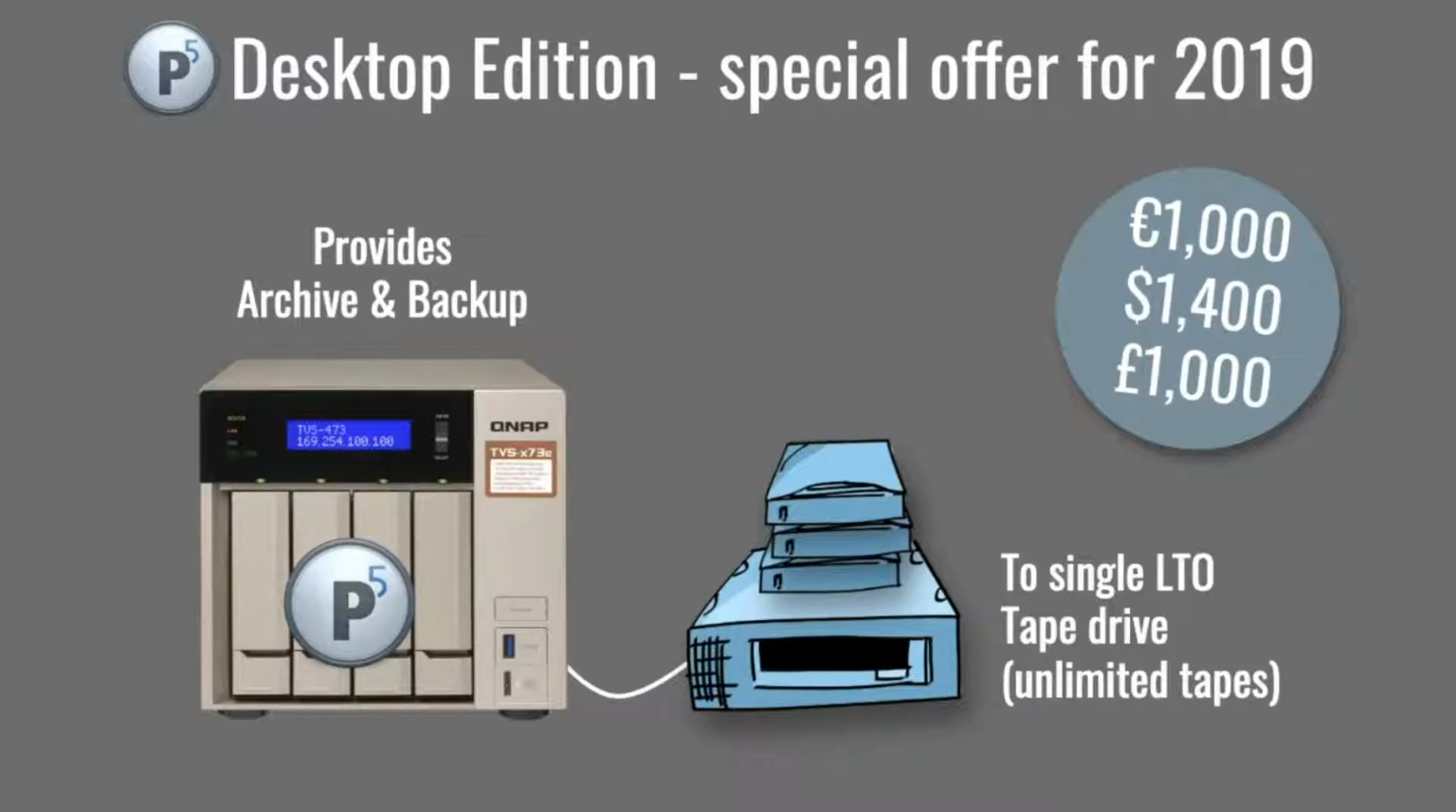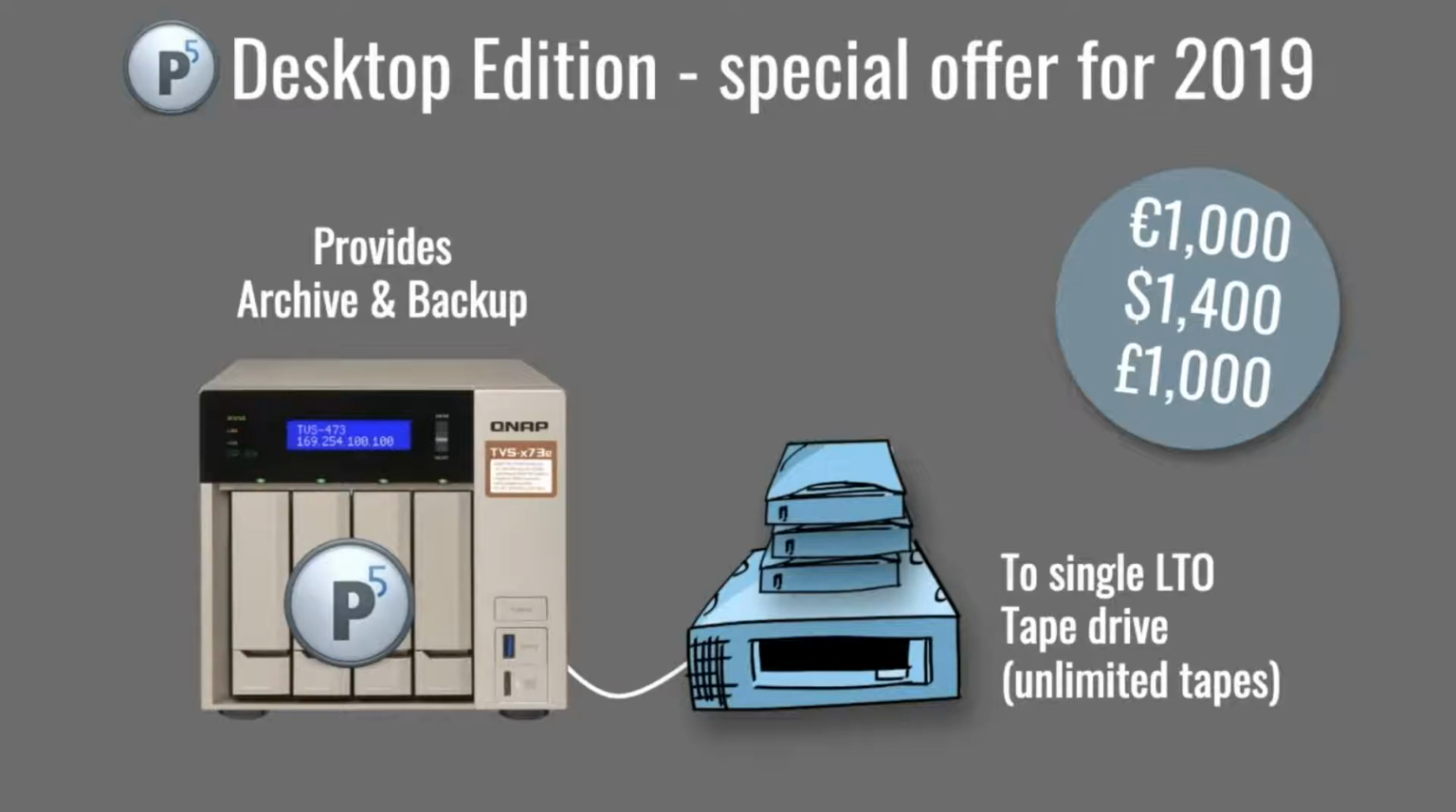Good point to mention that Archiware has a license called P5 Desktop Edition, which is a special offer this year, which provides you with, for just €1,000, $1,400 or £1,000, archive and backup to a single LTO tape drive with any number of tapes that you want to purchase. So for £1,000 or euros, you can have a very nice backup and archive connected up to your QNAP, starting at £1,000 for a single standalone drive.